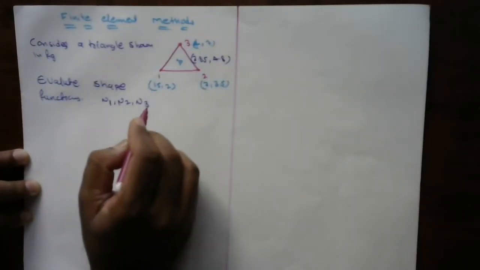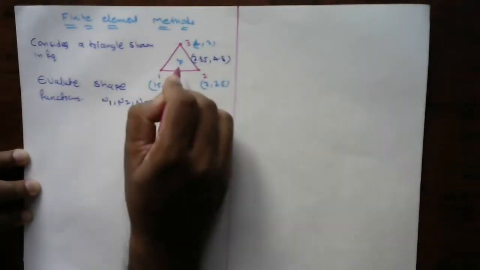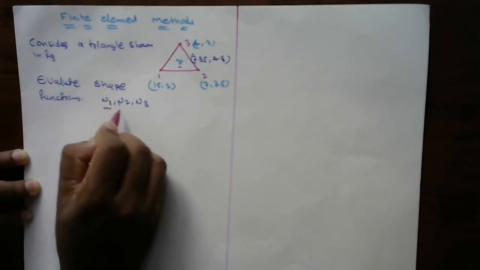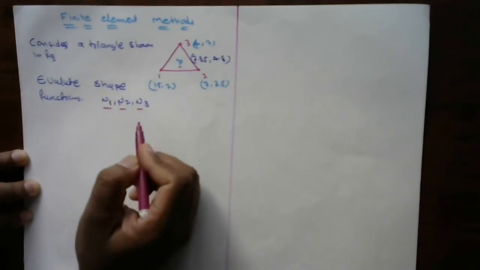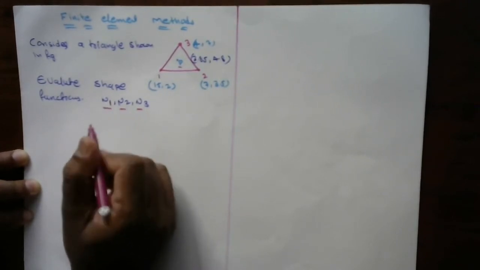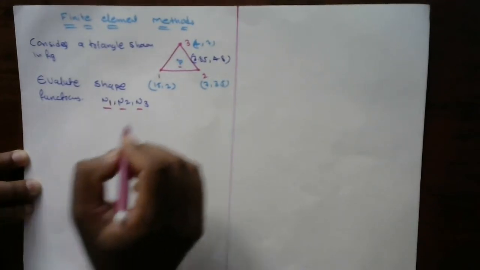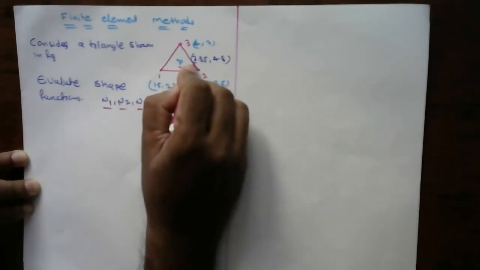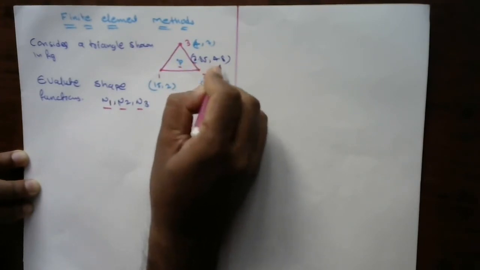So now at this given point P, you have to find out what the shape functions n1, n2, n3 would be. So this is the question, and now we need to find out the values of the shape functions n1, n2, n3 at the given point P. And here at the given point P, the coordinate values are given. It is equal to 3.85, 4.81.